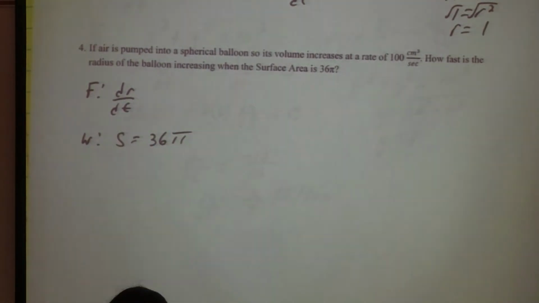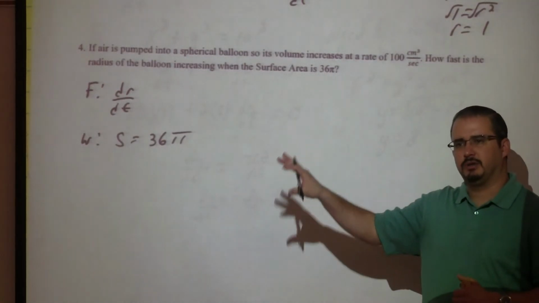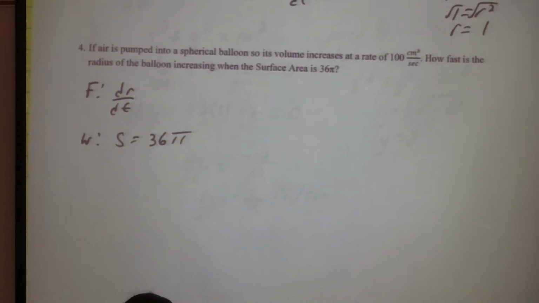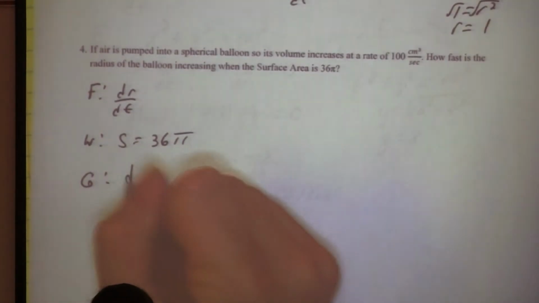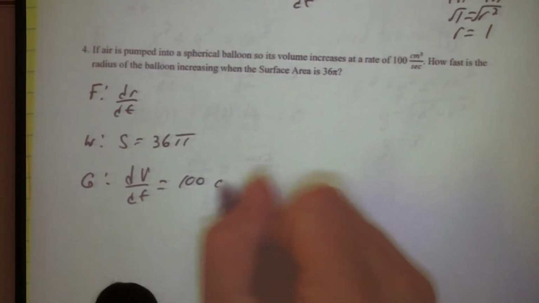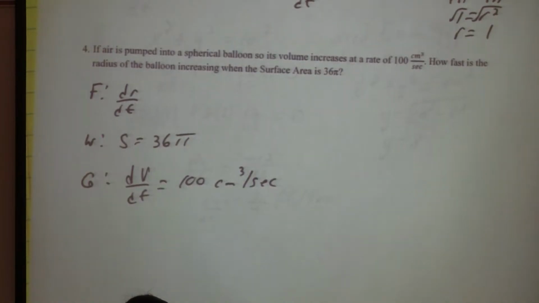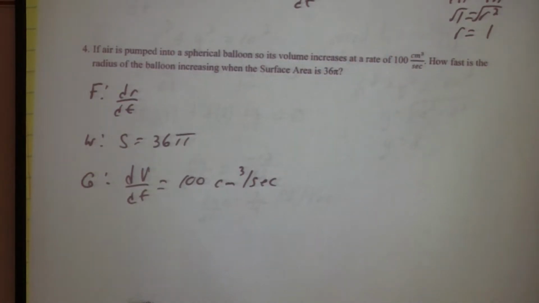Is the surface area always going to be 36 pi? No, because what's happening? It's increasing. Remember the example I did with the balloons? You told me that that was one of the things that was changing because it was getting bigger and bigger, right? Okay, given dV/dt is what? 100 centimeters cubed per second. And is that positive or negative? Positive, because it says the volume increases. We're filling something up.